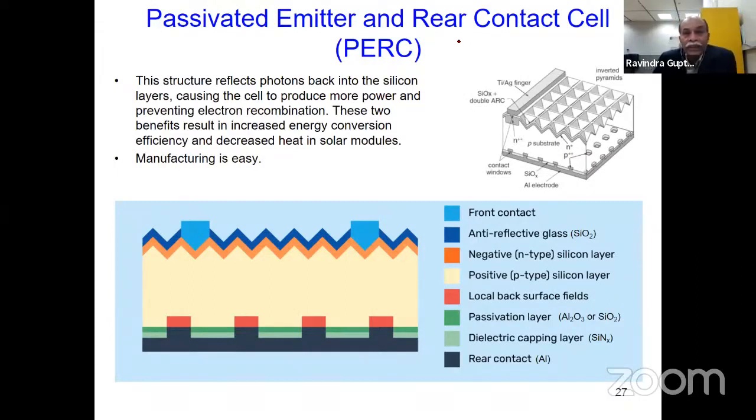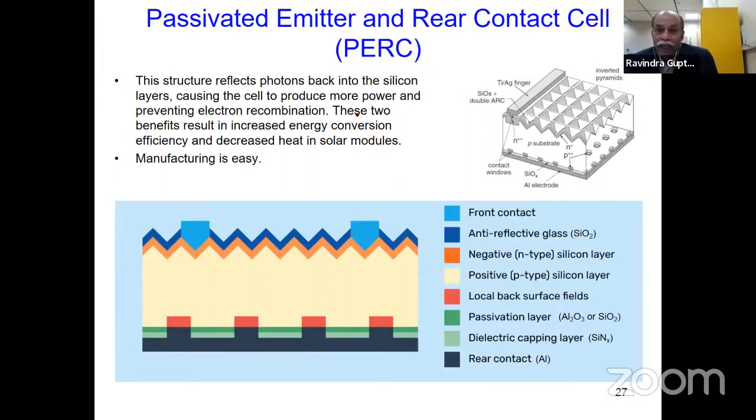This is the passivated emitter and rear contact cell, PERC. What happens? This structure reflects photons back into the electron layers, causing the cell to produce more power and preventing electron recombination. These two benefits result in increased energy conversion efficiency and decreased heat in solar modules. If we have recombination, we have heat generation, which is not good at all. So if we reduce recombination, naturally there is low heat generation.